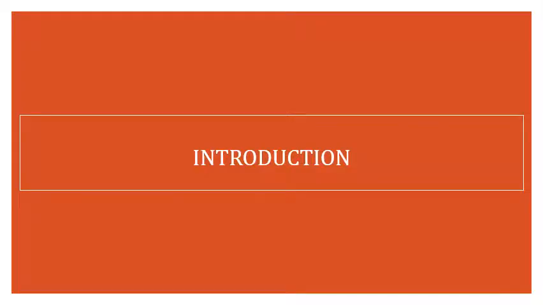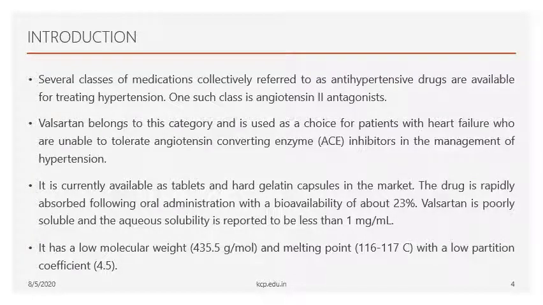Now let's see the introduction about the Valsartan proniosomes. In the management of hypertension, there are several antihypertensive drugs available in the market. One class of drug is the angiotensin antagonists. These drugs are like Valsartan, Olmesartan, Telmisartan. These are the drugs which are angiotensin II antagonists.